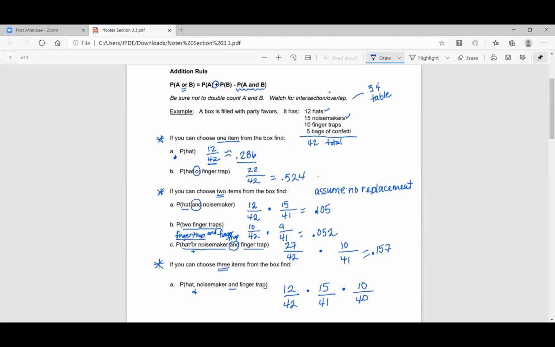And I'm just checking my work. That's one nice feature of your graphing calculator. You can see the display. 0.026.